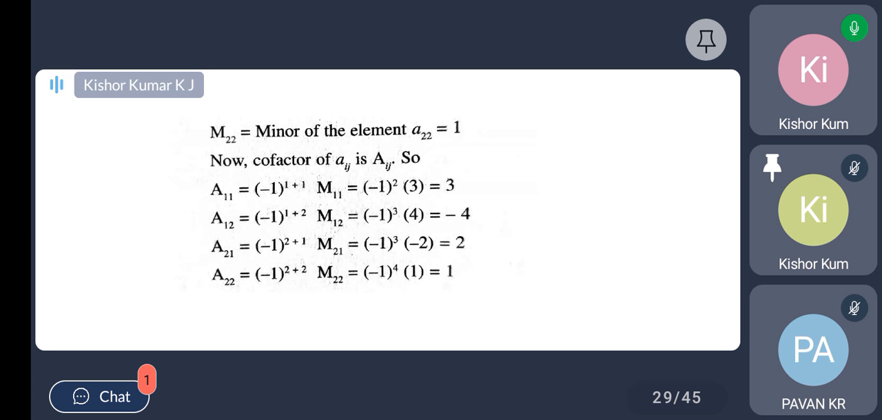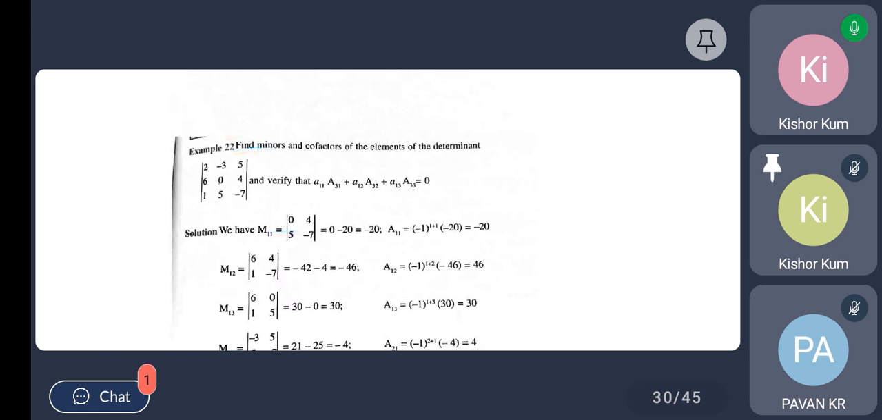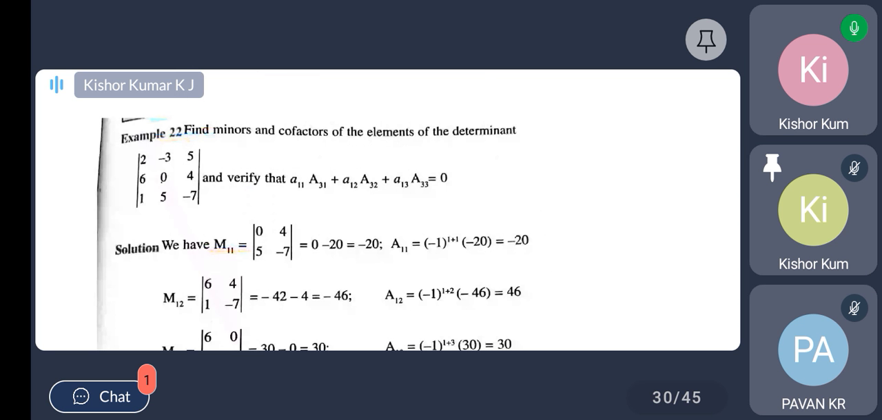Okay. So let's go over one more problem. The next example 22. Find the minors and cofactors of the elements of the determinant. As you observe here, we have a 3 by 3 determinant. Total 9 elements we have, and we should verify that small a11 into capital A31 plus small a12 into capital A32 plus small a13 into capital A33 is equal to 0.